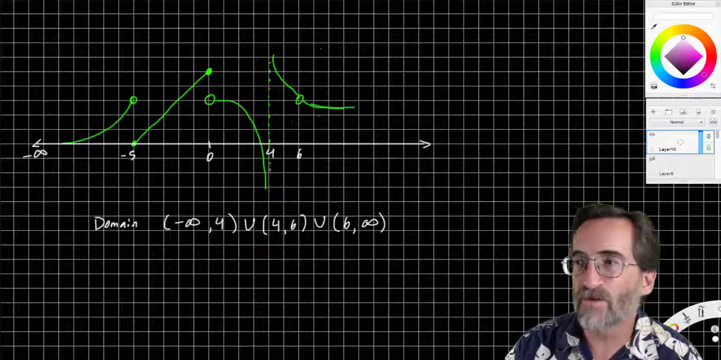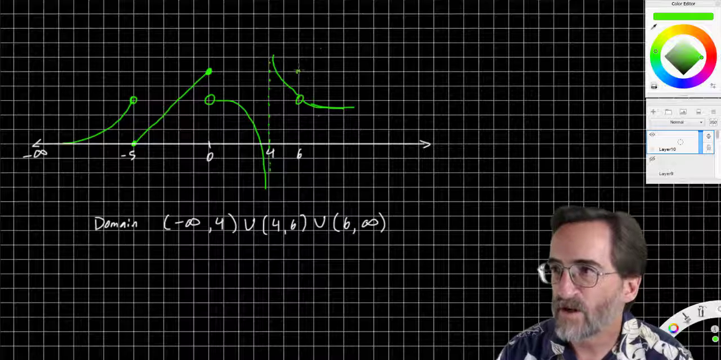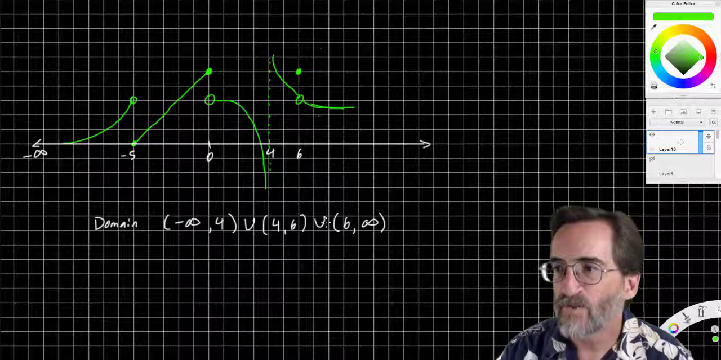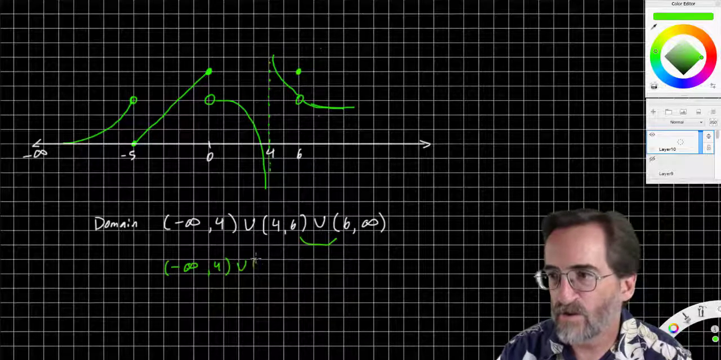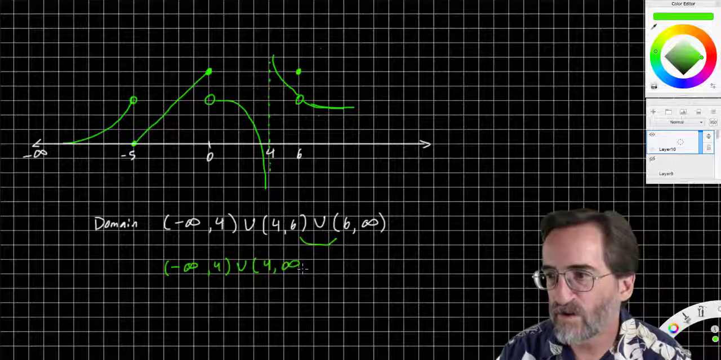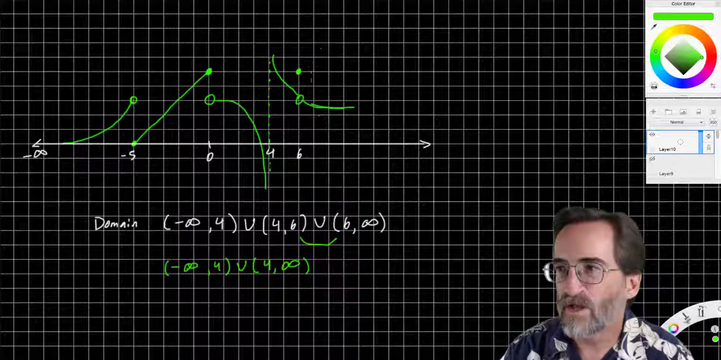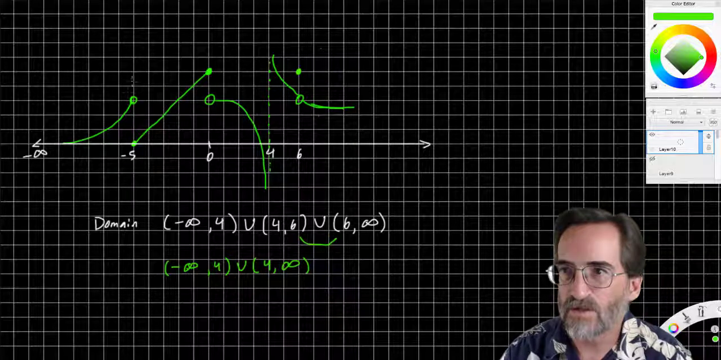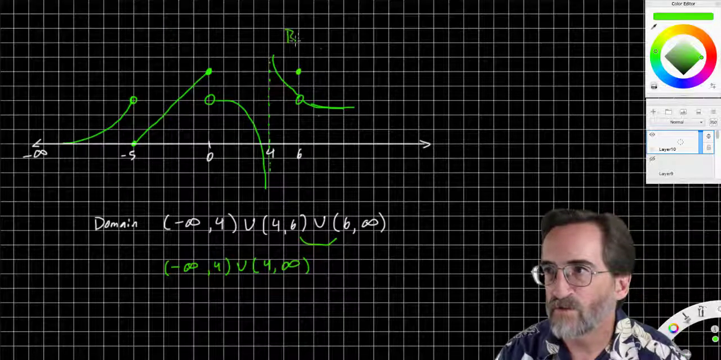Now, what would happen, say, if I did this? What would happen, say, if I fill in this dot right here, I say there's a function value right there. Then I would close this 6 interval, right? And the domain would be negative infinity to 4, union 4 to infinity. Okay, there would no longer be a hole at 6. Hence, these are all discontinuities, and this is called the removable discontinuity.